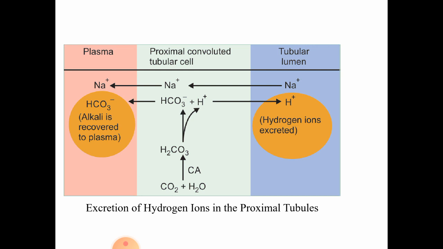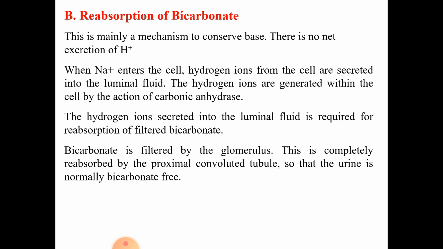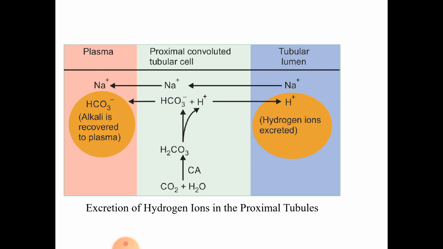This hydrogen ion, in exchange with sodium in the tubular lumen, moves to the tubular lumen, where the hydrogen ion is excreted, and sodium from the lumen is absorbed into the PCT and enters the plasma. The bicarbonate from the carbonic acid also reaches the plasma, and the sodium and bicarbonate combine to form sodium bicarbonate. Here the bicarbonate alkali is recovered to plasma. This is known as the alkali reserve and excretion of hydrogen ions.